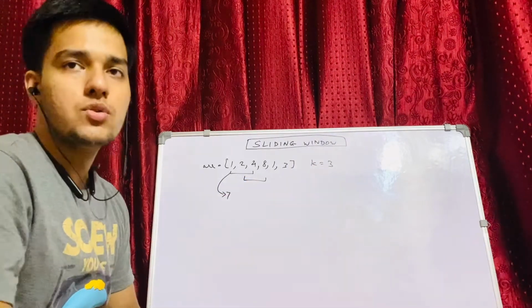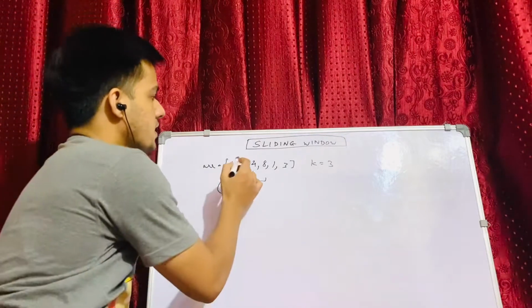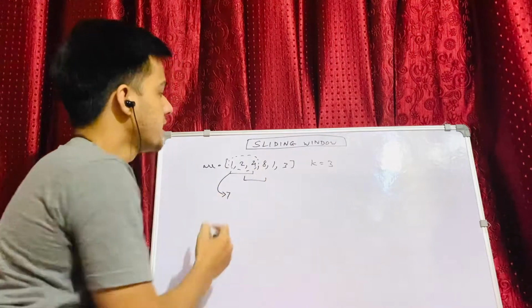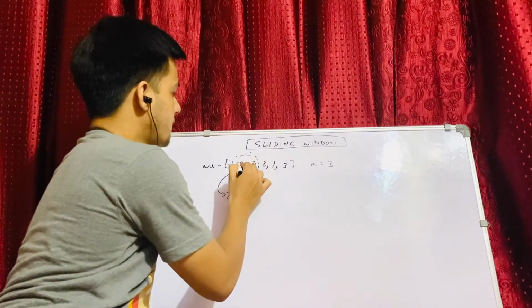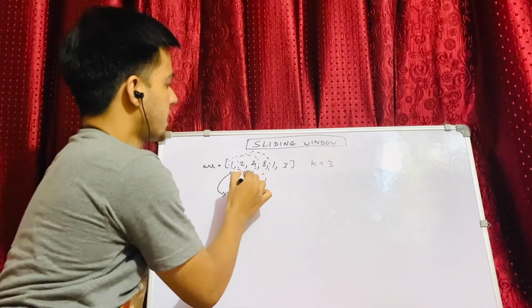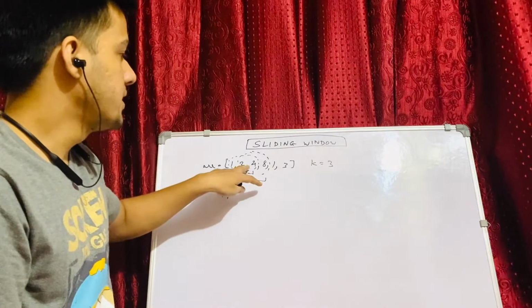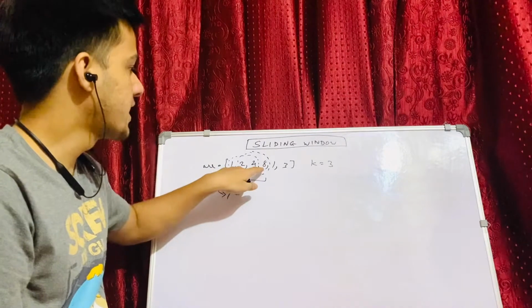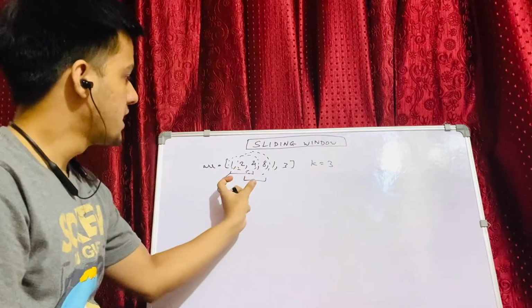So what I need to do is, if you look carefully, I already know the sum of this complete subarray, and I need to find the sum of this subarray that I have. And if you see, I have 2 elements which are common, and only one element is actually changing every time I move my window.